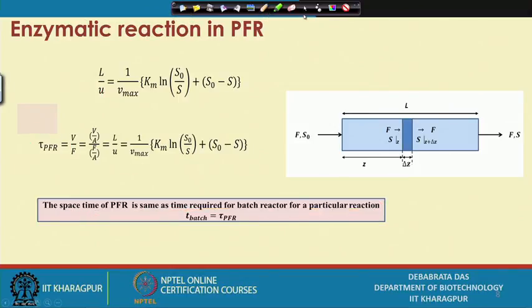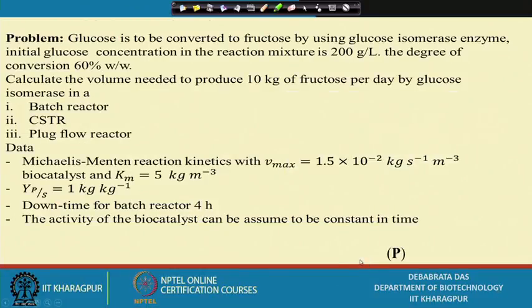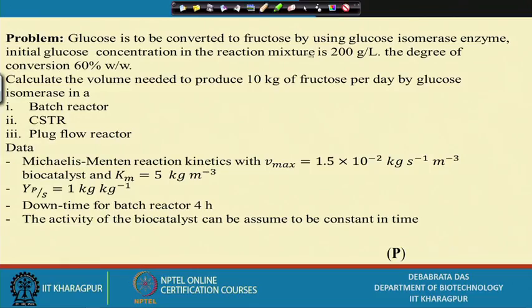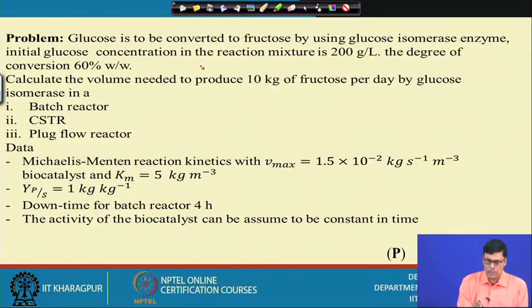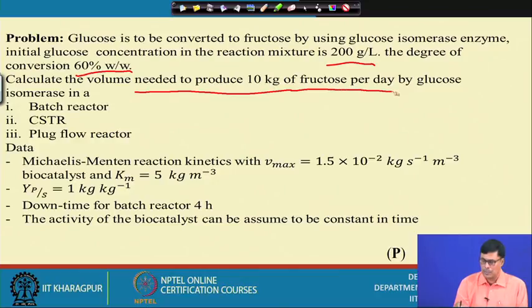Now, I want to show you the solution of a particular problem to make these things very clear, because the final objective of the reactor analysis is just to find the volume of the reactor. This is a very interesting problem. Glucose is converted to fructose by using glucose isomerase enzyme. The initial glucose concentration in the reaction mixture is 200 grams per liter. The degree of conversion is 60%. Calculate the volume needed for 10 kg fructose production.